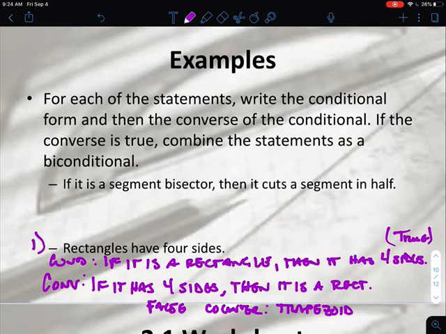So when you're doing this, both statements have to be true in order to convert to if and only if. If only one or the other is true, then there's nothing we can do. This is not a biconditional statement.